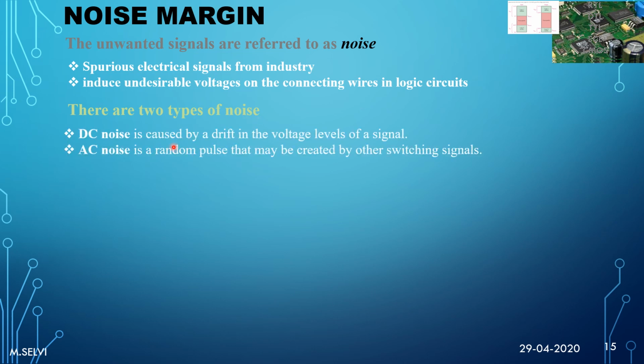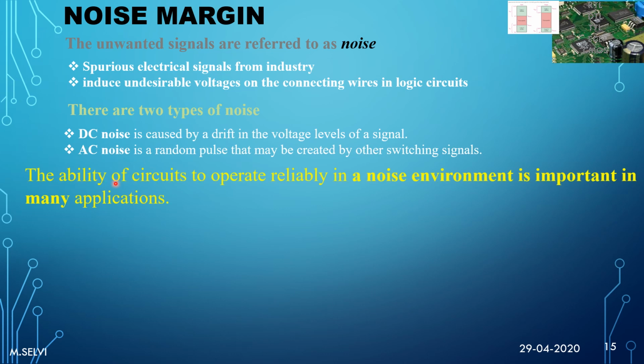DC noise is caused by the drift in the voltage levels of a signal, and AC noise is created by switching signals, which is a random pulse. The ability of a circuit to operate reliably in a noisy environment is a very important characteristic of that circuit, and it is required for many applications.